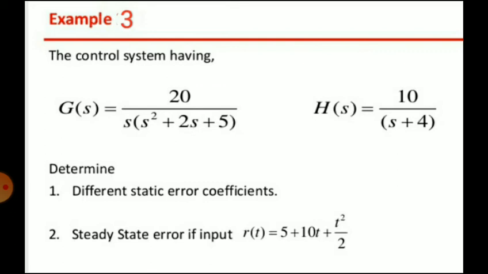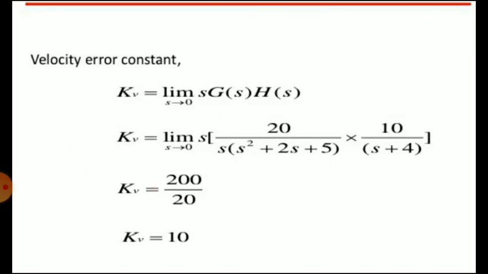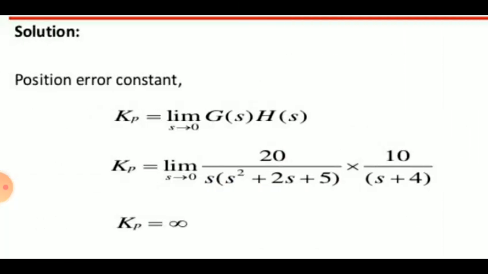So first of all, find out the value of G(s)H(s). The velocity error coefficient Kv is limit s tends to 0 of s G(s)H(s), that is the formula. Put the value of G(s)H(s) in the expression. So you will get Kv equal to 10. Then the position error constant Kp, the formula is Kp equal to limit s tends to 0 of G(s)H(s). You have to put the value of G(s)H(s) in this expression. After taking the limit, you will get the value of Kp equal to infinity.